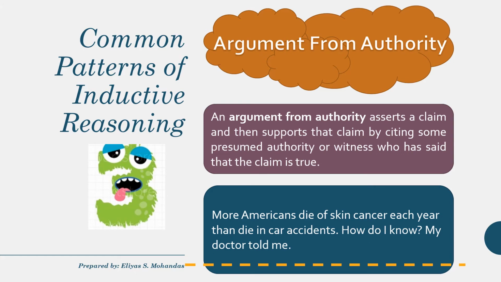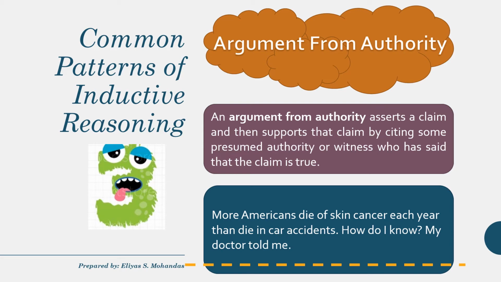The third common pattern is argument from authority. Now, when you analyze an argument and there is some sort of presence of an authority, it could be in the form of a figure, it could be in the form of a material like books, automatically that argument is what we call argument from authority. And there is also a high possibility that that argument is inductive argument.